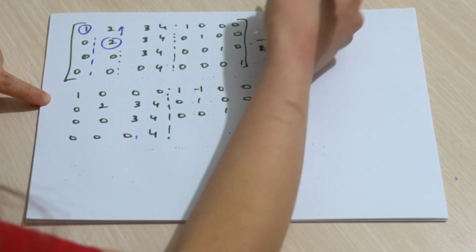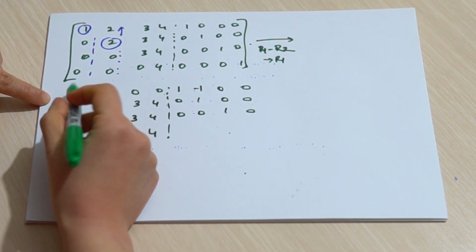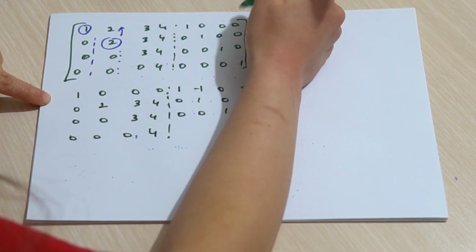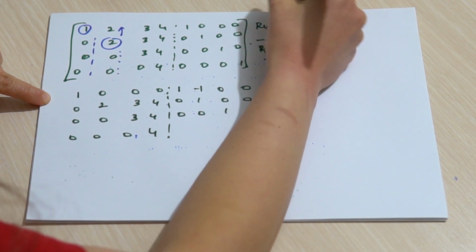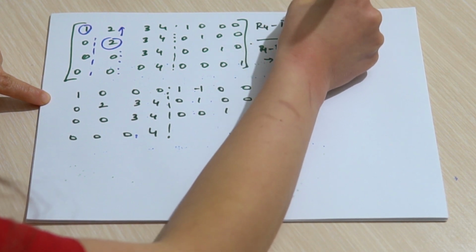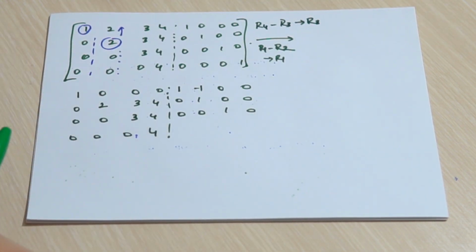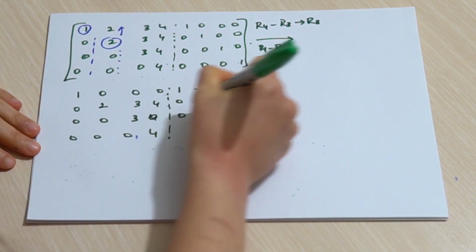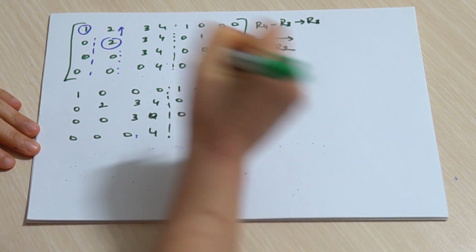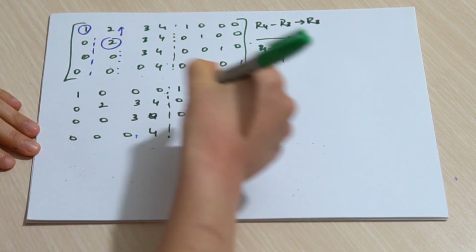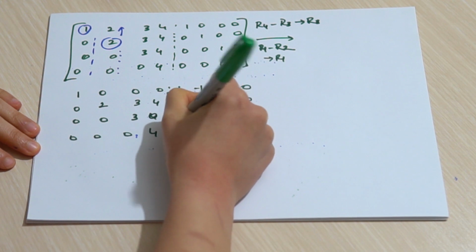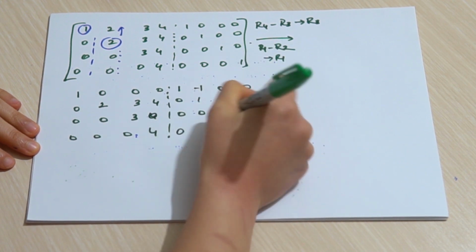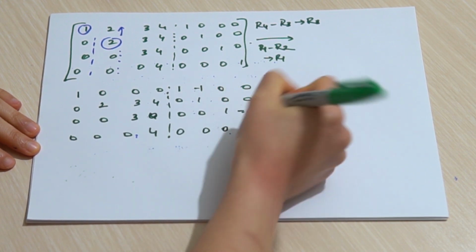Also, let me subtract row 4 from row 3, and let me write this one to row 3. Then I will get 0 here, and I will get 0, 0, 1, minus 1 here, and I have here 0, 0, 0, 1.